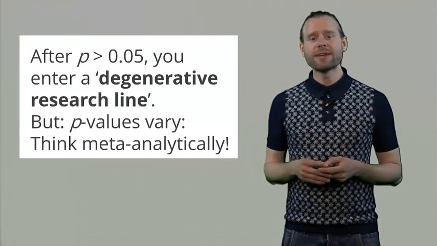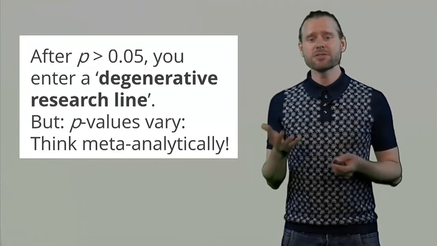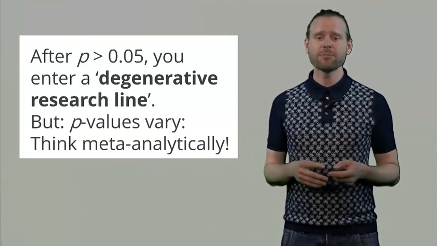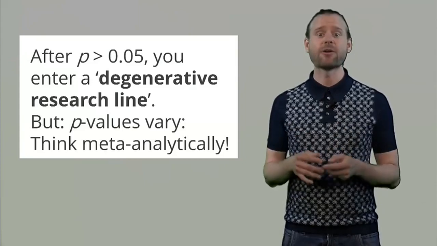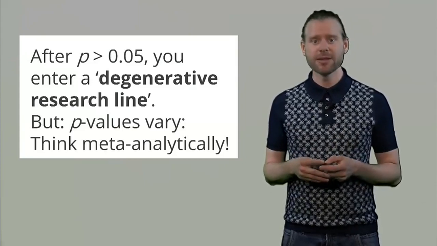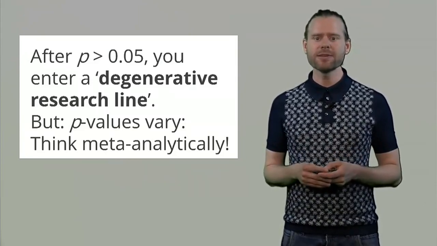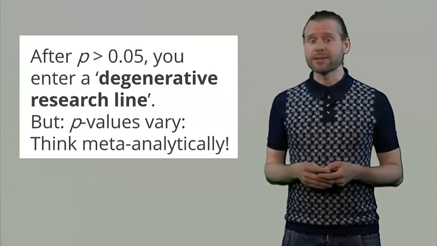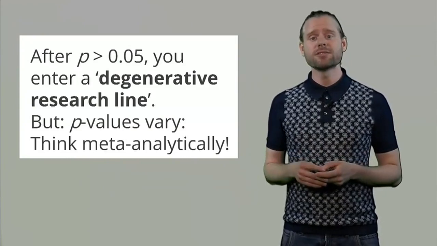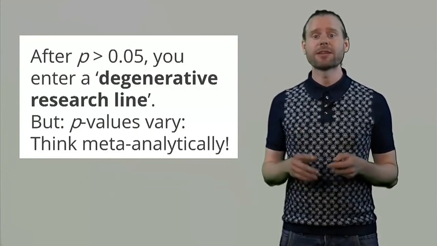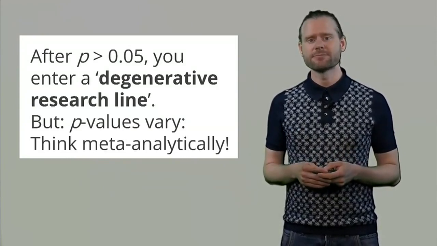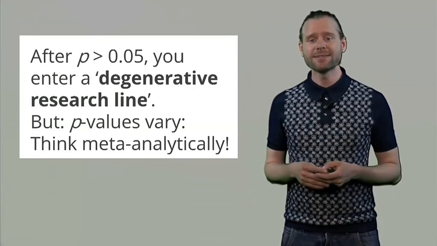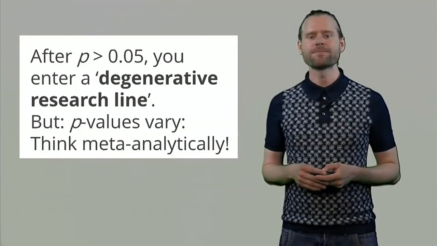Nevertheless, whenever you find a non-significant result, there is something to think about. You have to explain it in some way. One way might be, if you do a lot of studies, every now and then you'll find a non-significant result, but then you need a lot of studies to support this. Other times you might say, I have to do the study in a slightly different way, and you can use this change in the paradigm to develop a progressive research line. Remember that p-values vary, so always think meta-analytically about p-values.